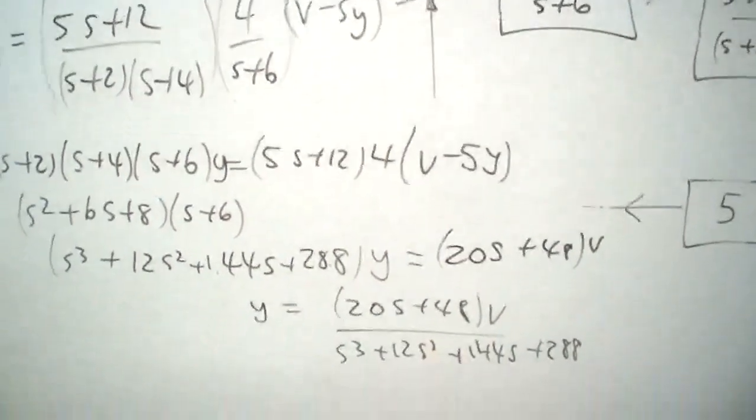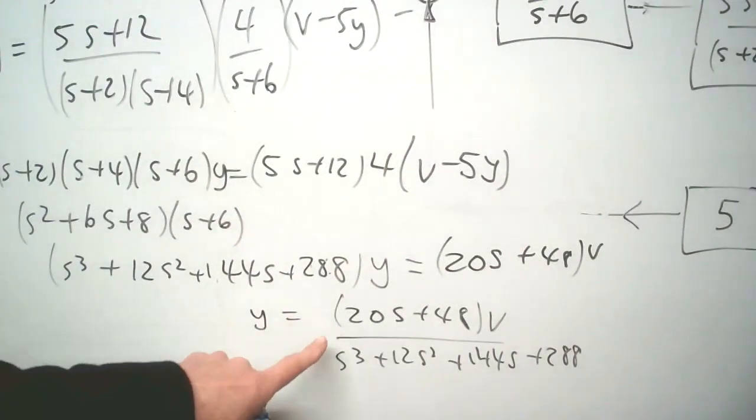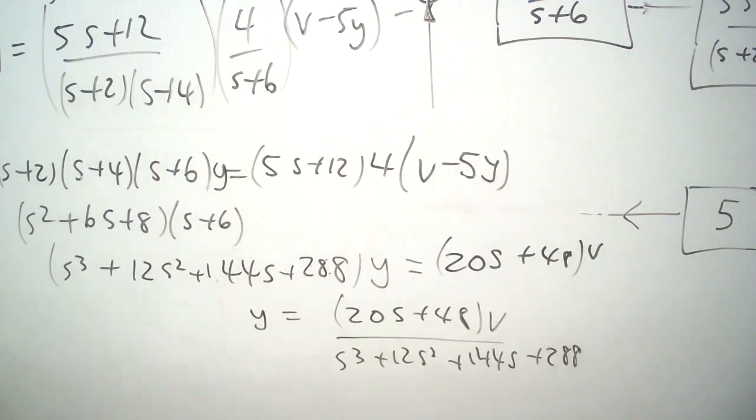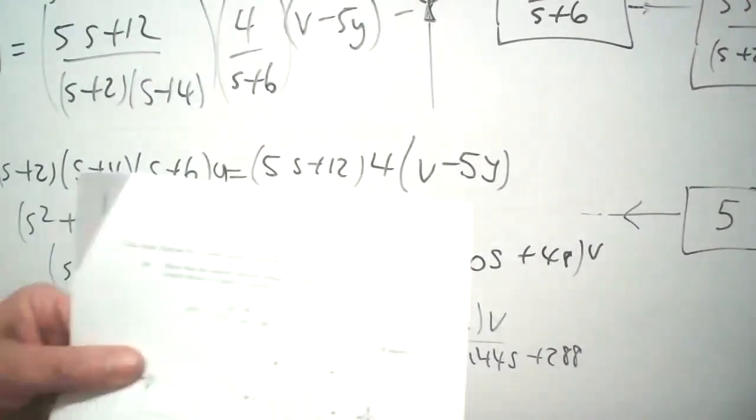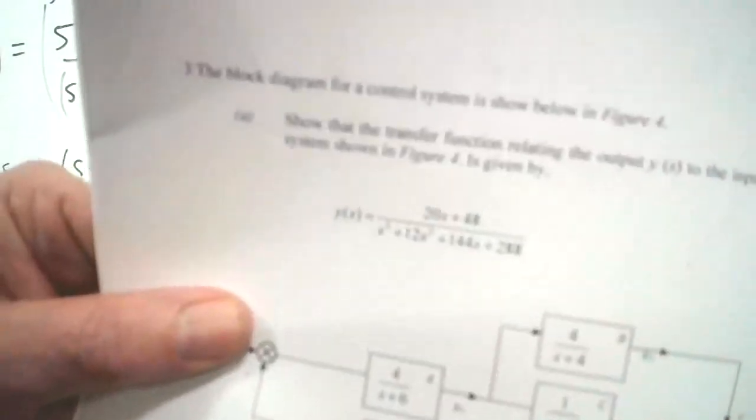And so you can't quite see that. So there we go. Believe it or not, that was the answer that you have to show. You can't see it, but yeah, you'll have to take my word for this. You can probably just make it out, can't you? I don't know if you can. How close does it have to be? You can see 20s plus 48 over s cubed plus 12s squared plus 144s plus 288. It's not brilliant, is it?